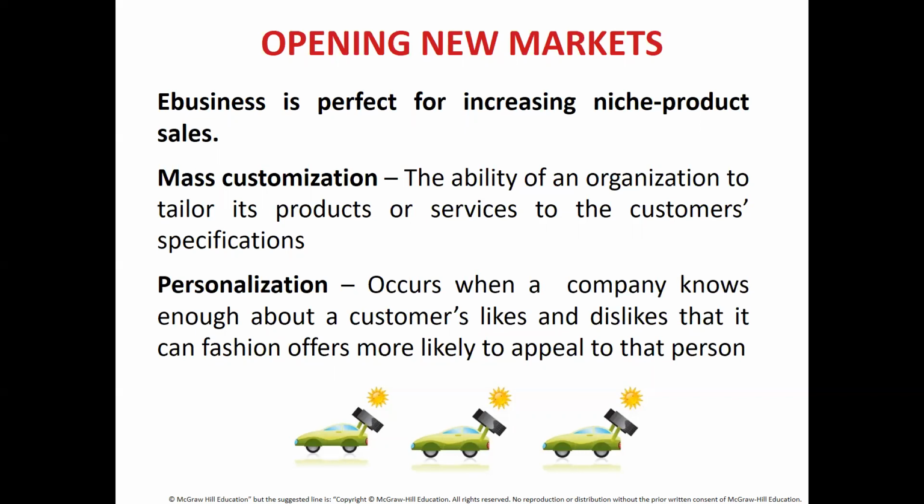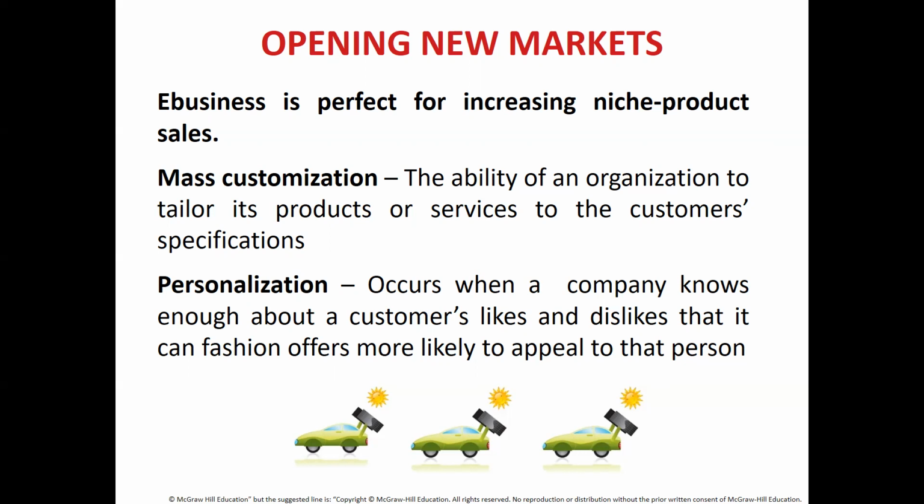Opening new markets. E-business is perfect for increasing niche product sales. Mass customization is the ability of an organization to tailor its products or services to the customer's specifications. Personalization occurs when a company knows enough about a customer's likes and dislikes that it can fashion offers more likely to appeal to that person. A niche product is a product targeting a specific section of a larger industry and market.